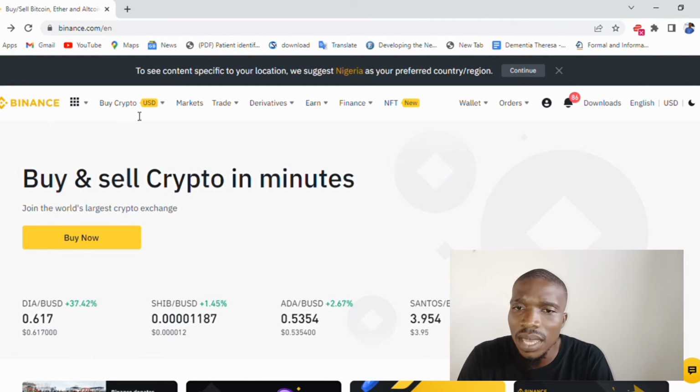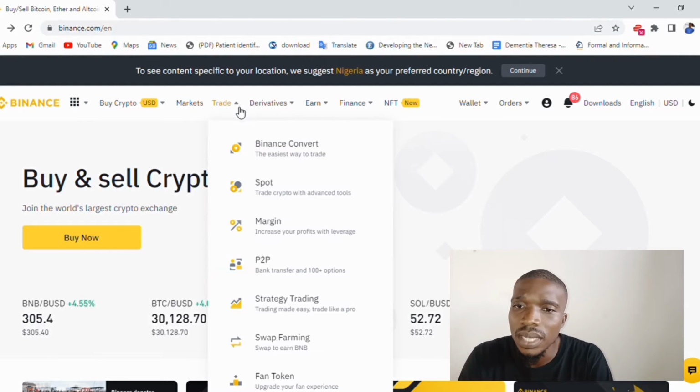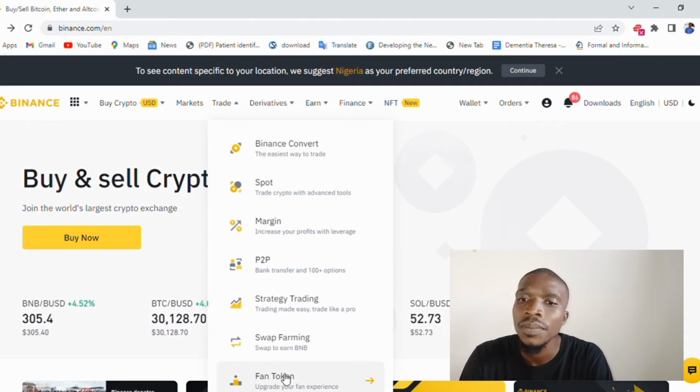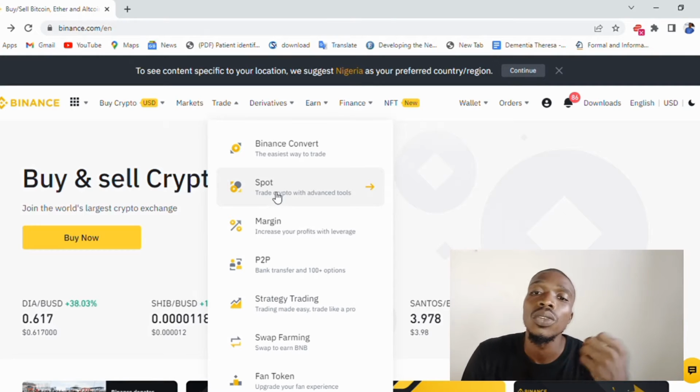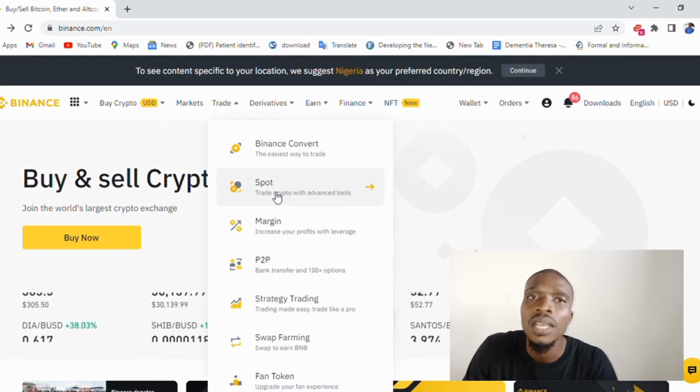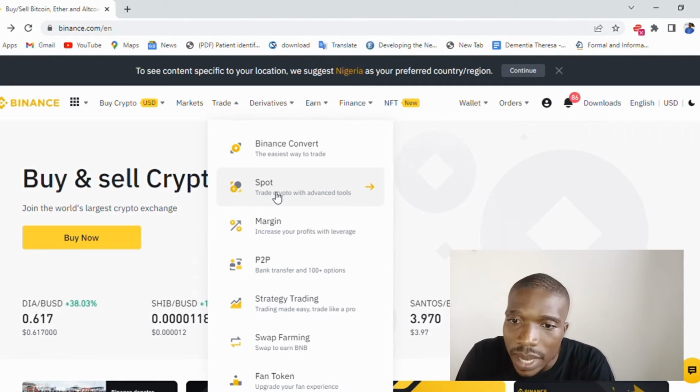So there are a lot of things here that you can find on Binance. This is the Binance market. You can trade. You have convert, you have spot, you have margin, you have P2P, you have strategy trading, you have swap farm, you have token. So we're talking about spot trading. Now, before you can do spot trading, you must have been able to convert your fiat to USDT. So whatever fiat currency you have, let's say you have euro, you have dollar, you must be able to convert it to USDT.